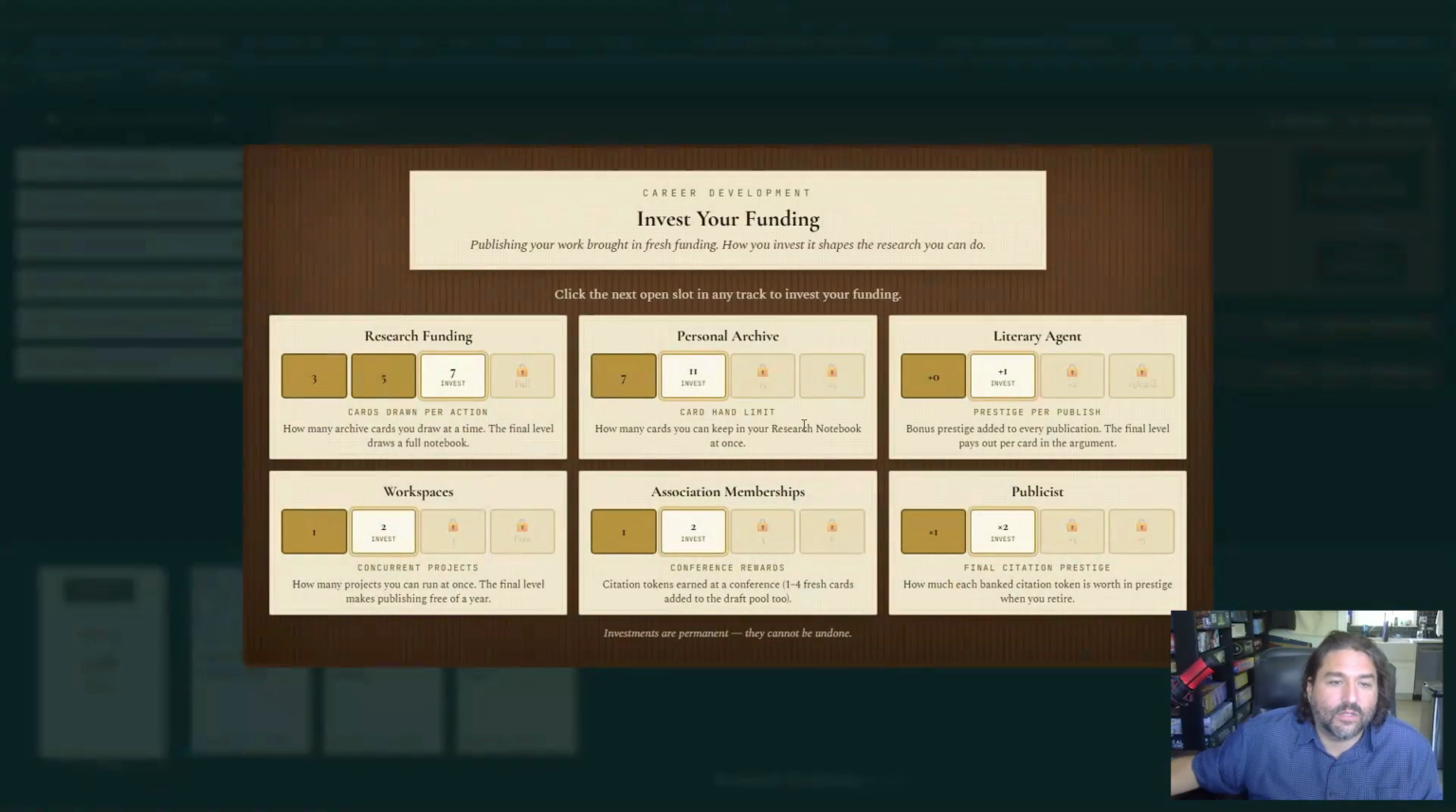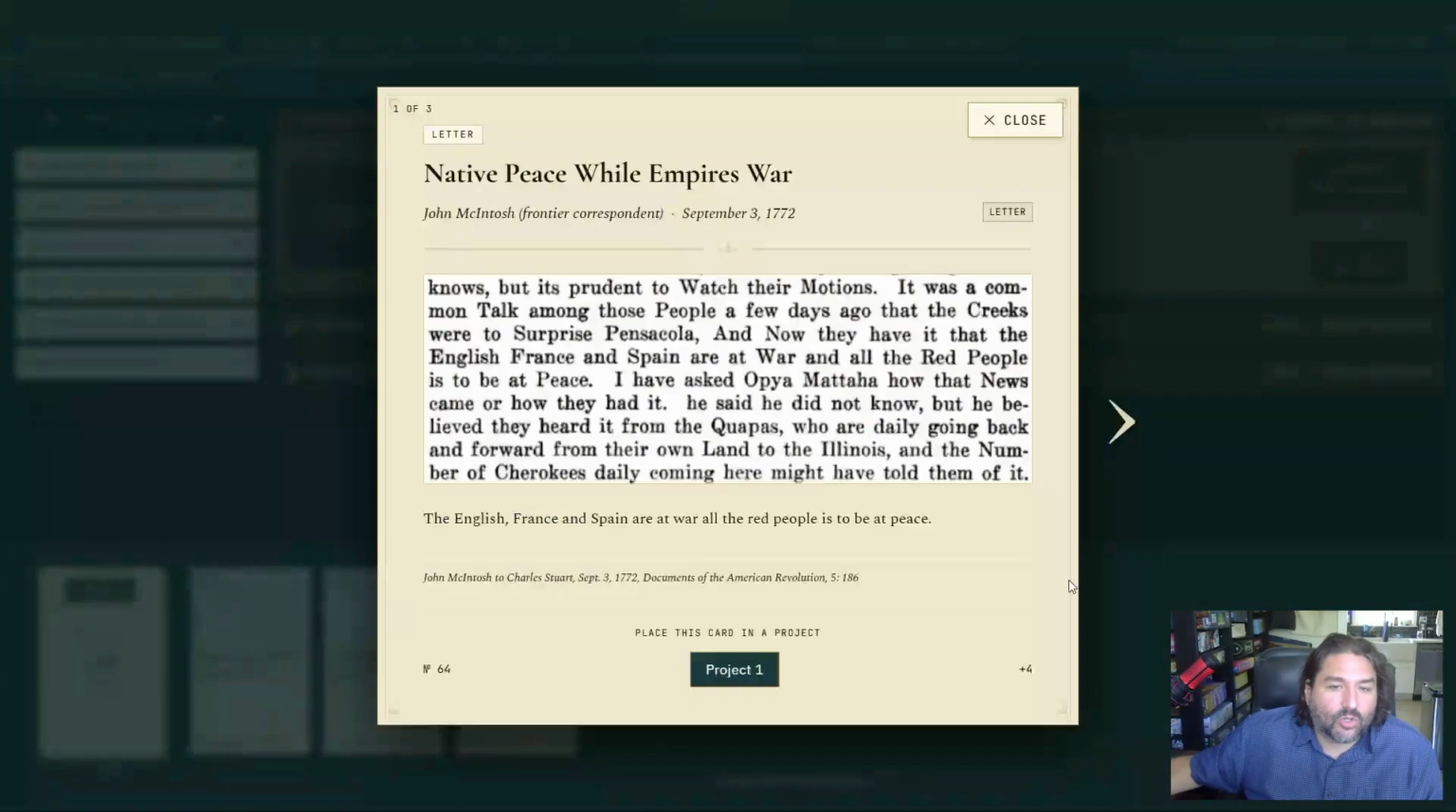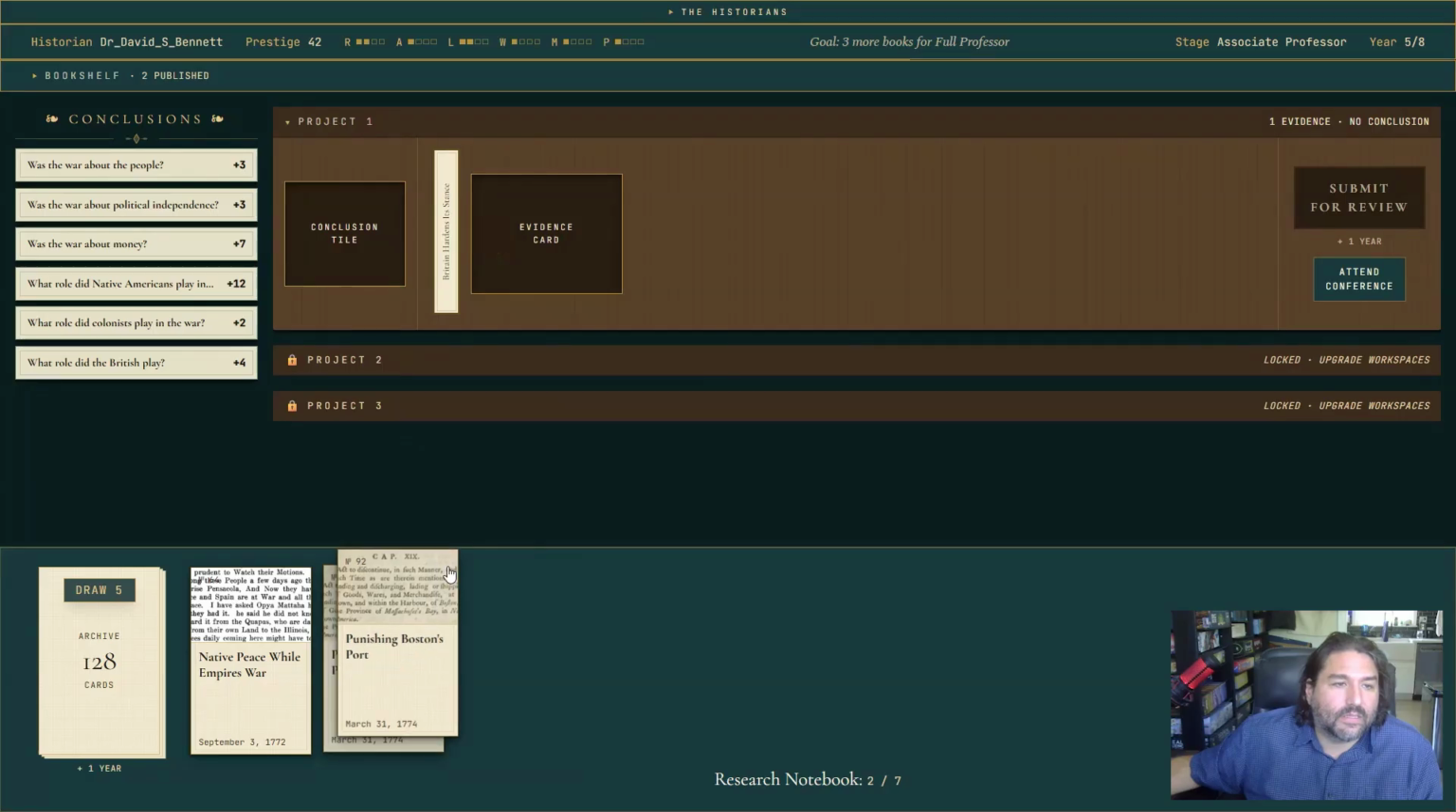I'm now at 22. Now, here's the larger question. Okay, I don't want more research funding. I'm already having problems handling all the cards that are in my hand. So instead, I'm going to go for the literary agent. I only have 3 more turns. And so I need to try and build an interesting argument.